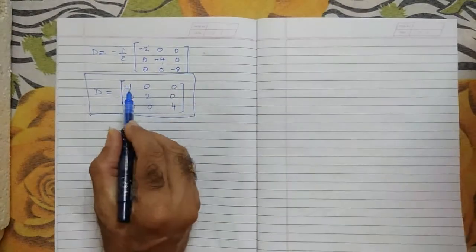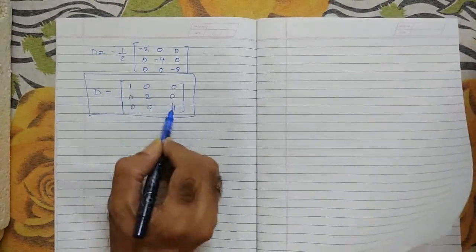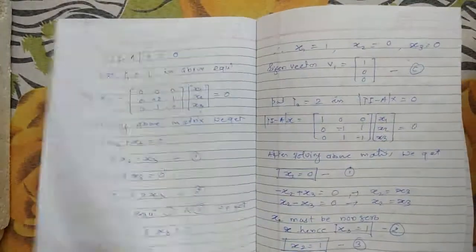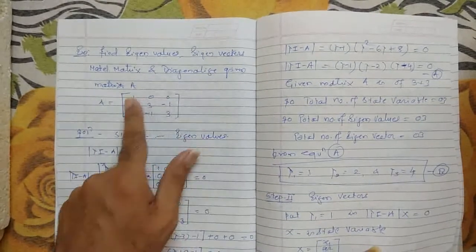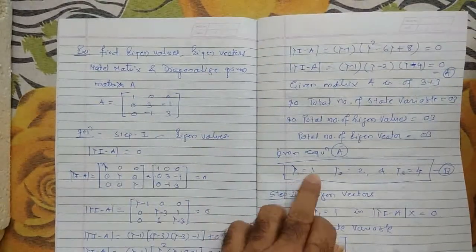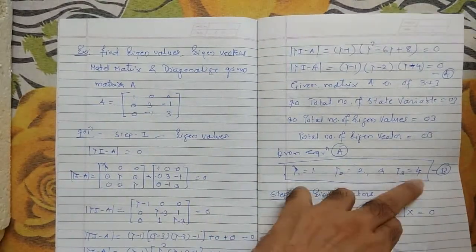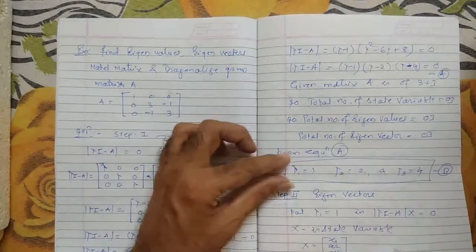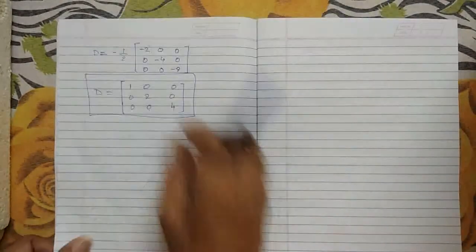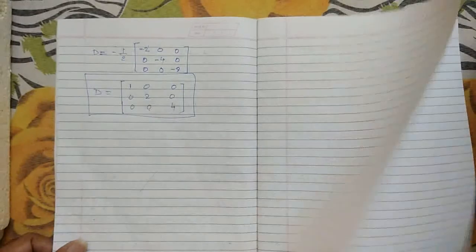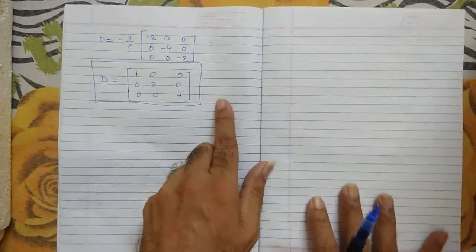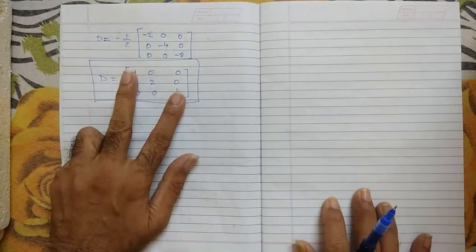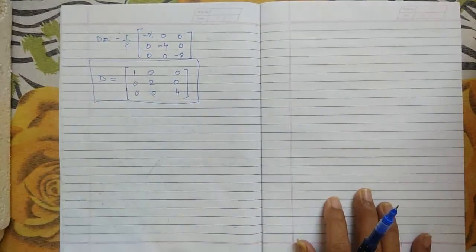Now see here, in the diagonal, I have the values 1, 2 and 4. If you remember, for this matrix, what is my lambda 1? That is 1, lambda 2 is 2, and lambda 3 is equal to 4. So whatever my eigenvalues are, they should be in the diagonal. After calculations, I must get the same values in the diagonal. Then we can say that our answer is correct.